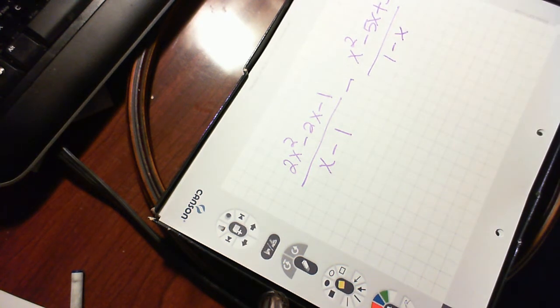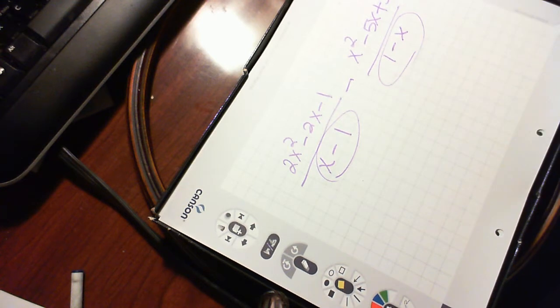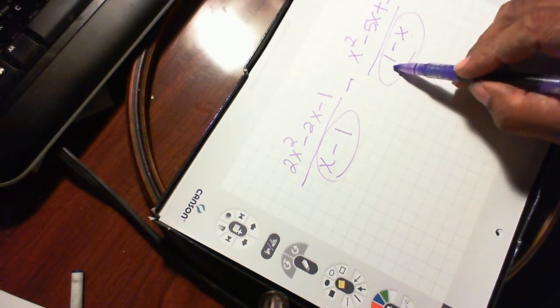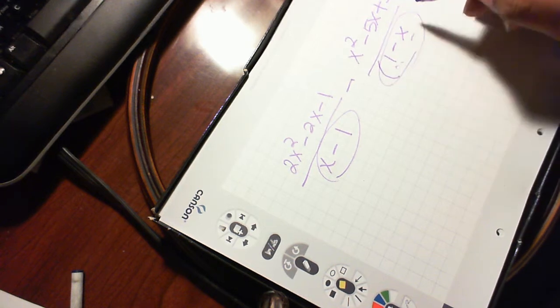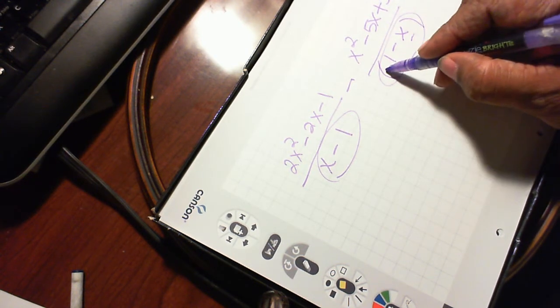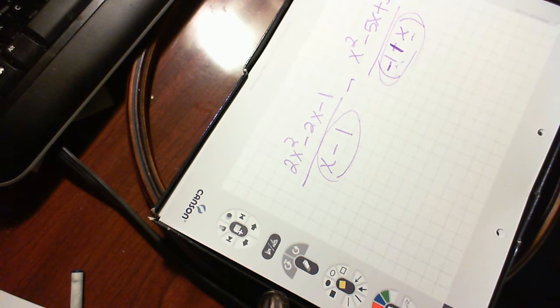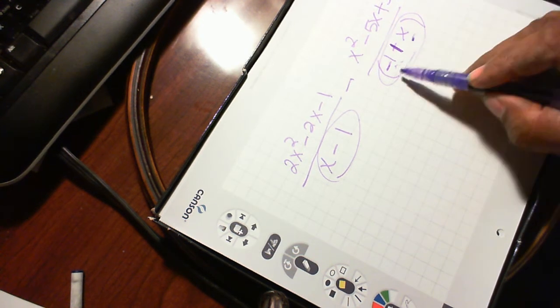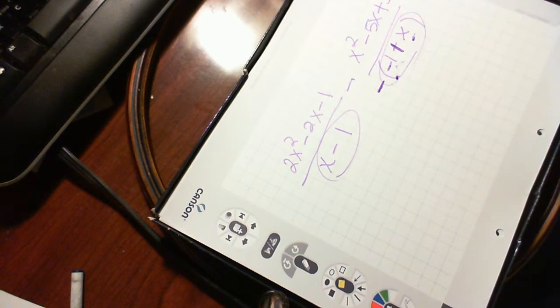Okay? Notice that these look the same, right? They look the same, but they're not really the same. But here's what you can do, though. What you can do is factor out a negative out of these two. If you factor out a negative, this becomes negative, this becomes positive, then you have x minus 1, right? And you factor out a negative outside.